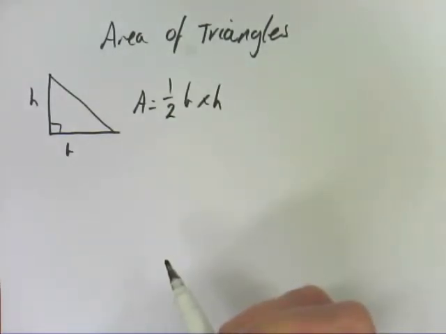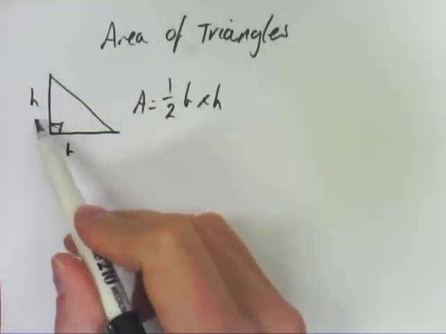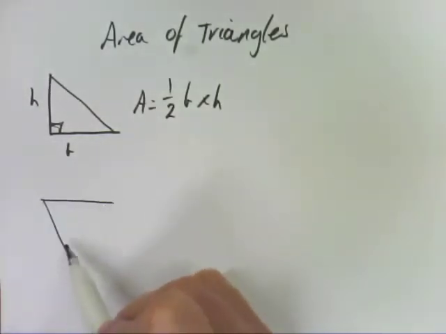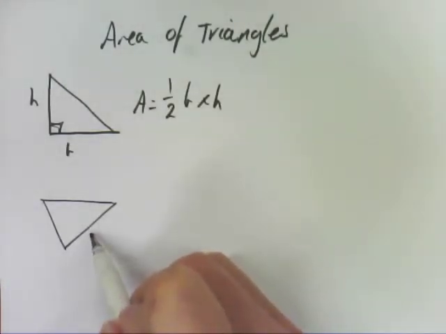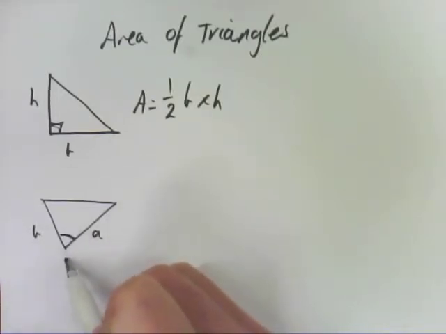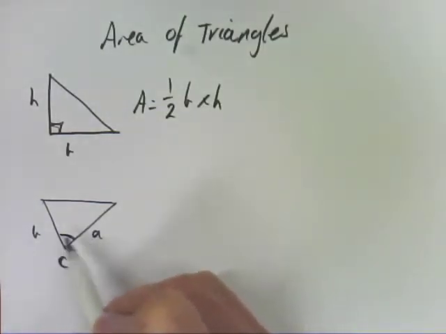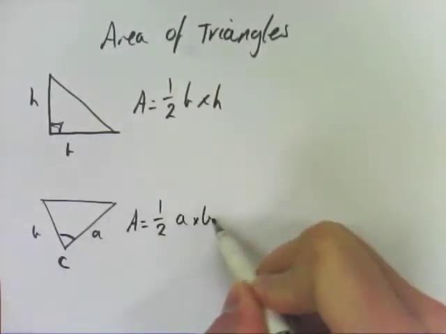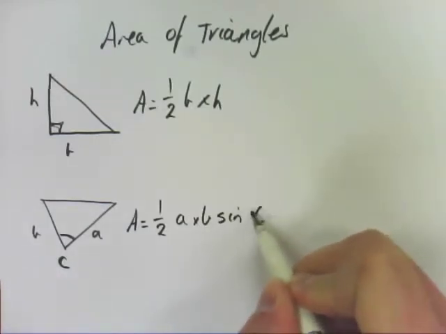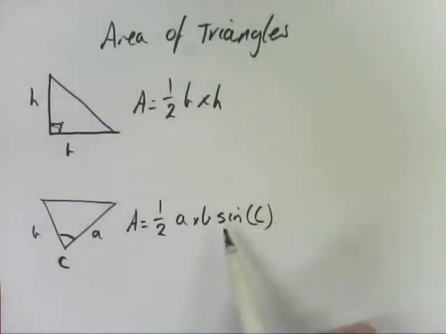But if you are not using a right angle triangle and you don't have the base and the height, say for example this one here, which is a not right angle triangle, we're given two lengths, so let's say we're given this length here and this length here, and we're also given this angle here. So if we've got two lengths and the angle between, we can use a different rule, which is 1/2 A times B sine C. So that tells us that if we're given two sides and the angle between, we can work out the area of that triangle.